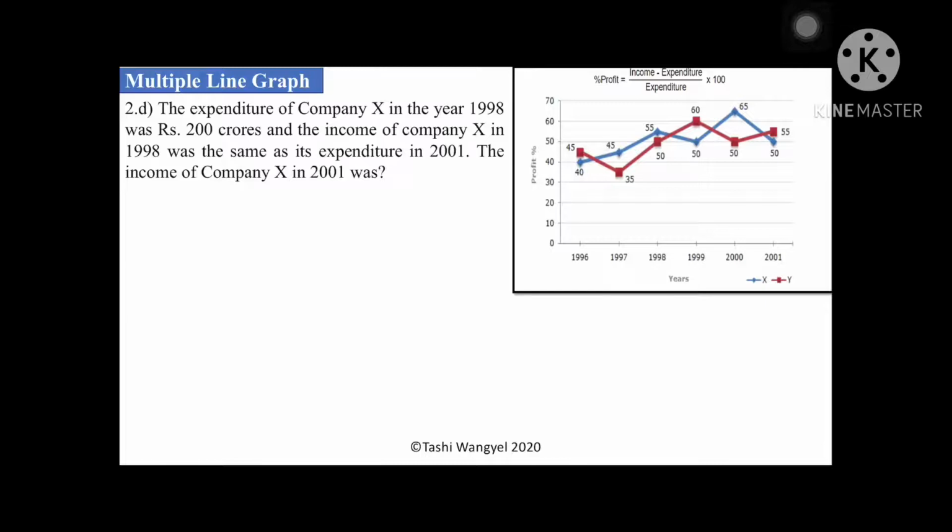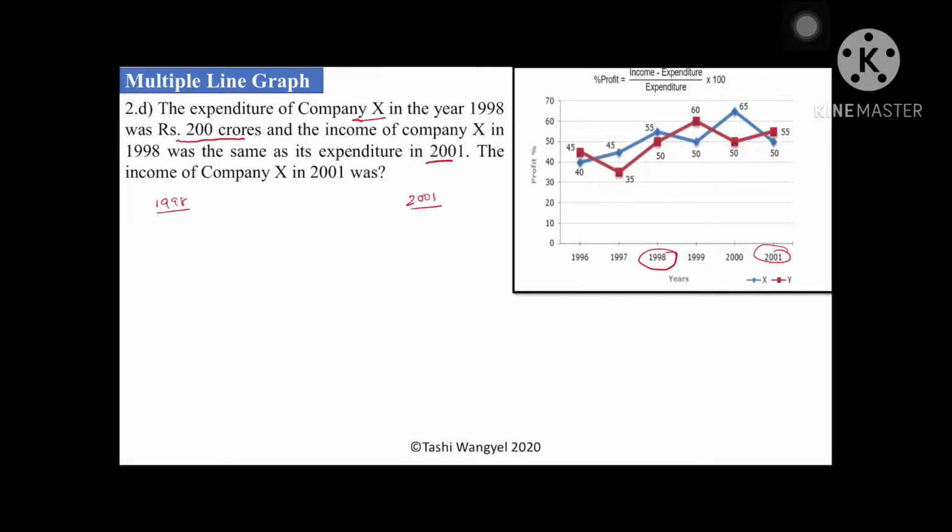The next question, part 3: the expenditure of company X in year 1998 was rupees 200 crores, and the income of company X in 1998 was same as expenditure in 2001. The income of X in 2001 was what? That is the question given.